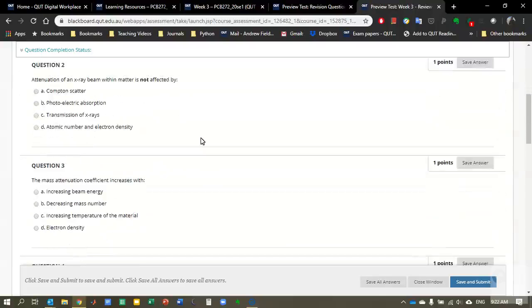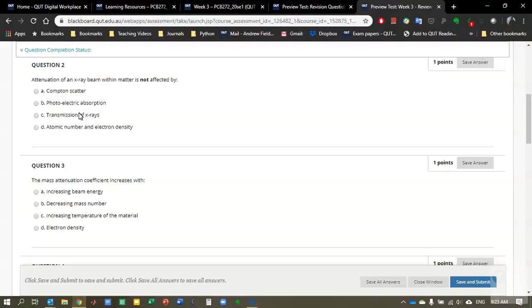Okay, moving on to question 2. Attenuation of an X-ray beam within matter is not affected by... so just be careful, this is a negative question. This is just to make you think a little bit about it. So the attenuation of the X-ray beam is not affected by... Compton scatter? Well, that's a scattering situation, so it will remove X-rays from a beam.